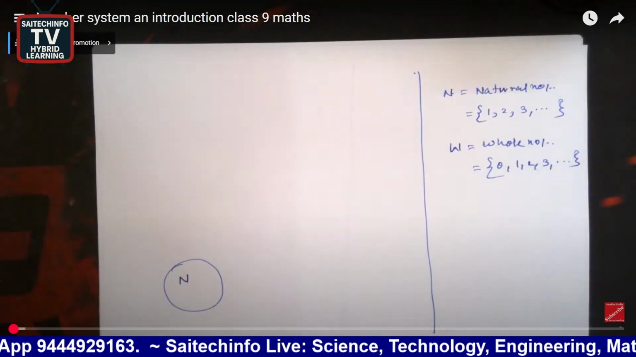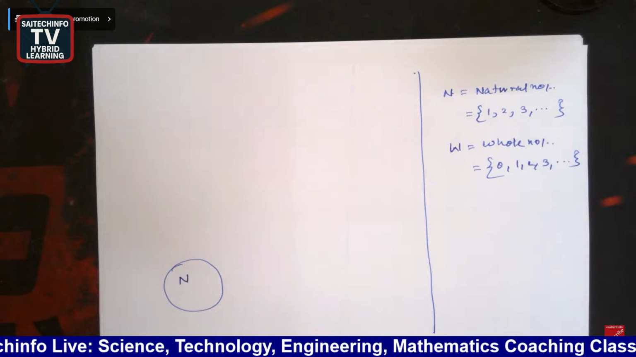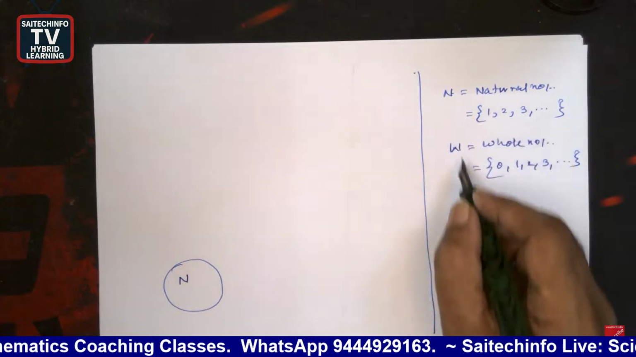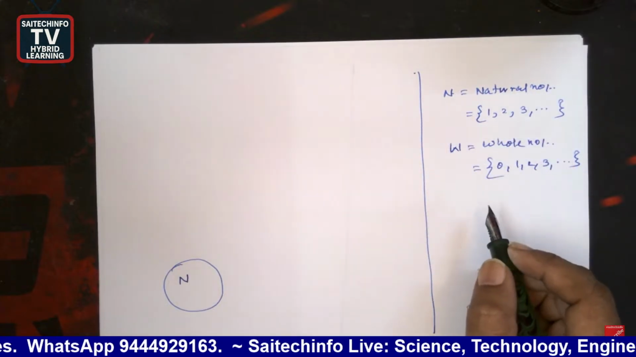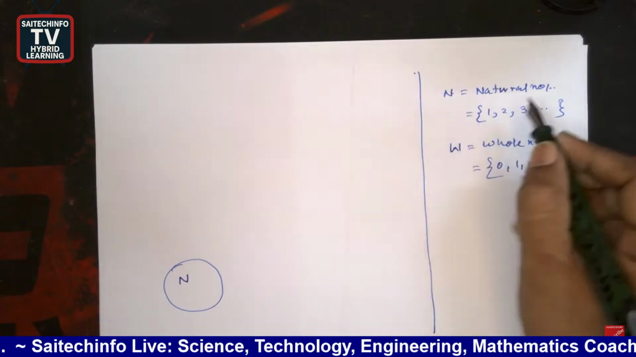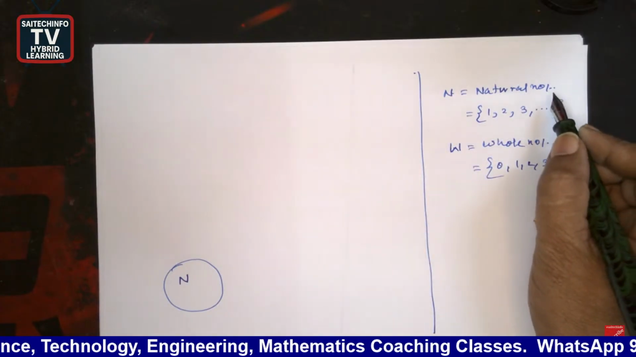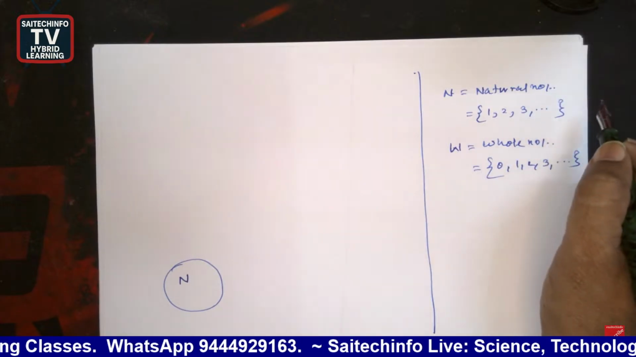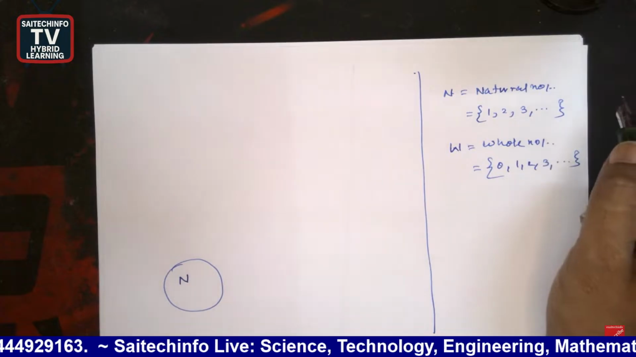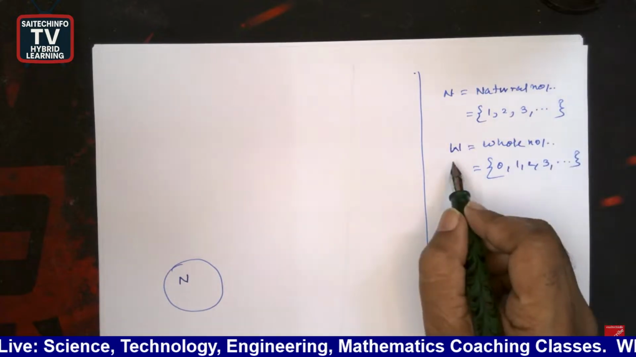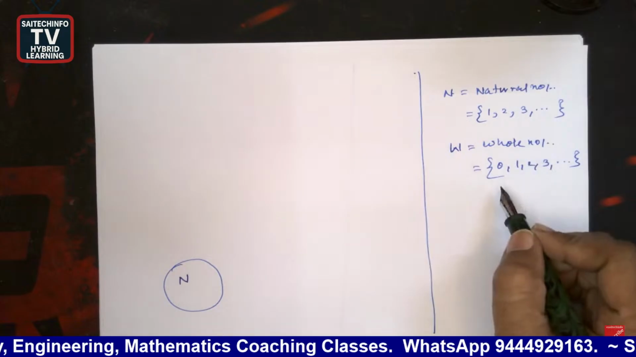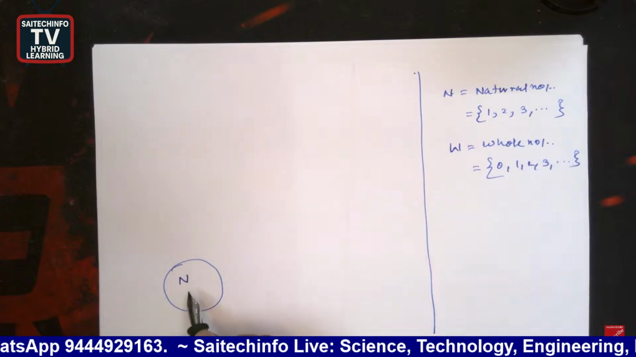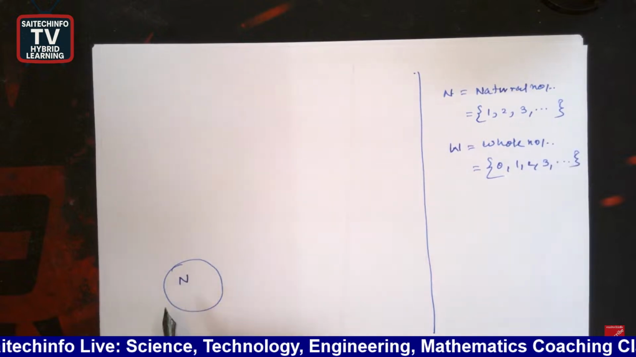Let me explain about the number system. So in the number system we have different sets of numbers. For example, N is the natural number. What do you mean by natural number? It is a set of 1, 2, 3, 4, etc., starting from 1 and so on up to infinity. W means whole number. That includes 0. So you have to start from 0, 1, 2, 3, etc. So it means the whole number includes the natural number.